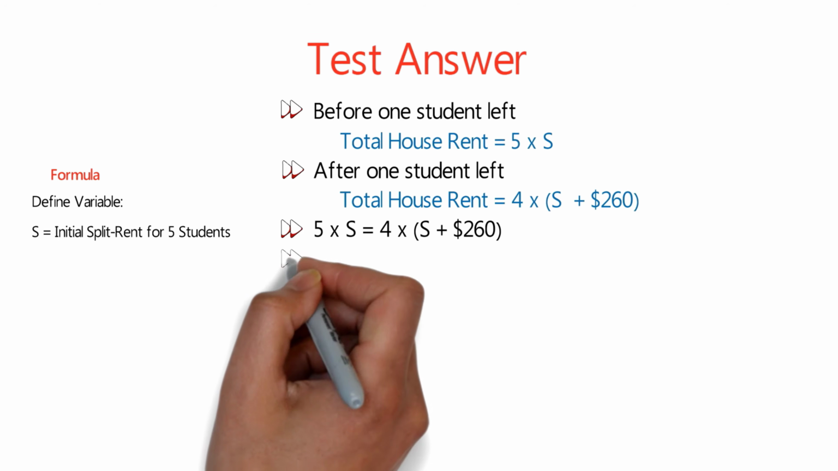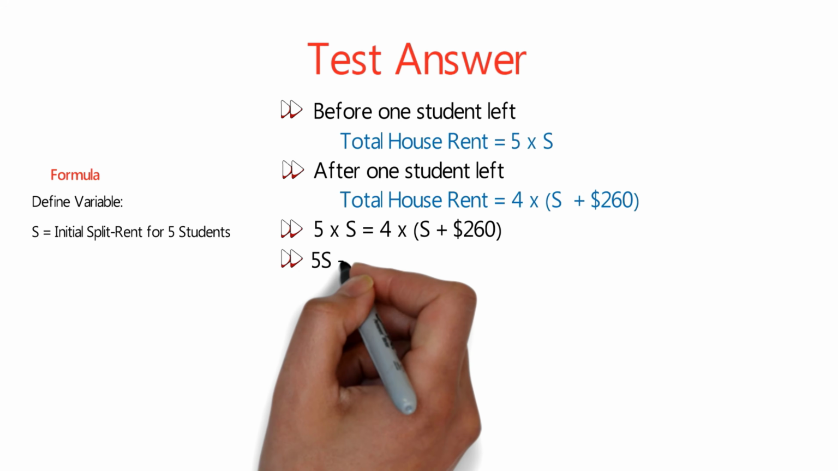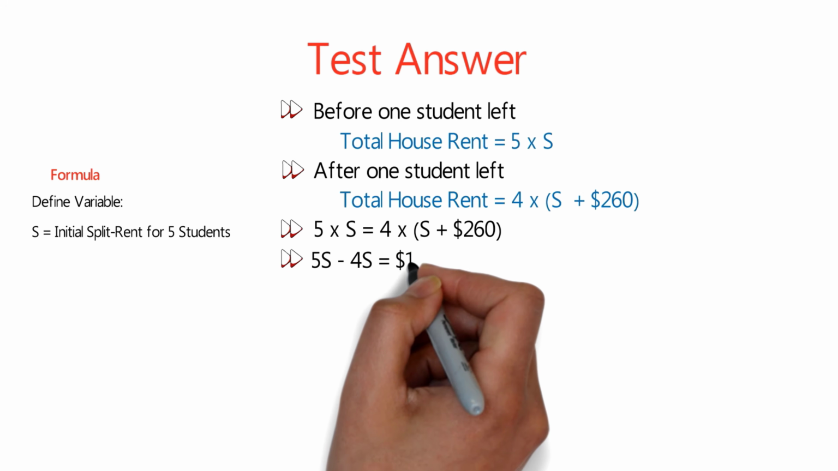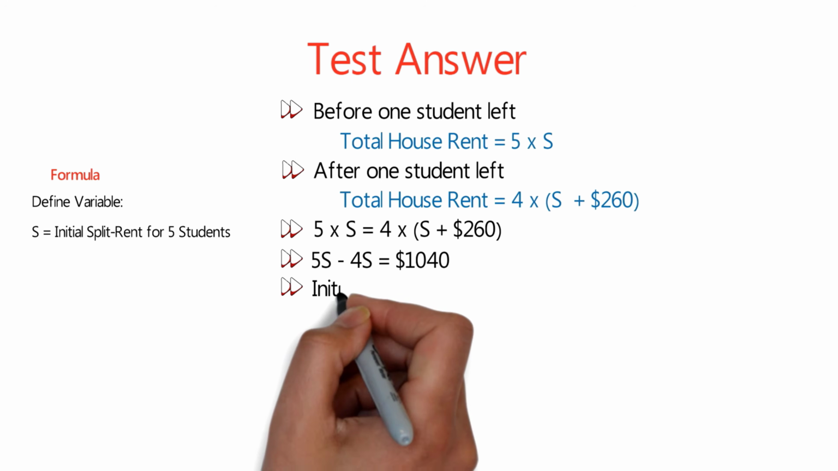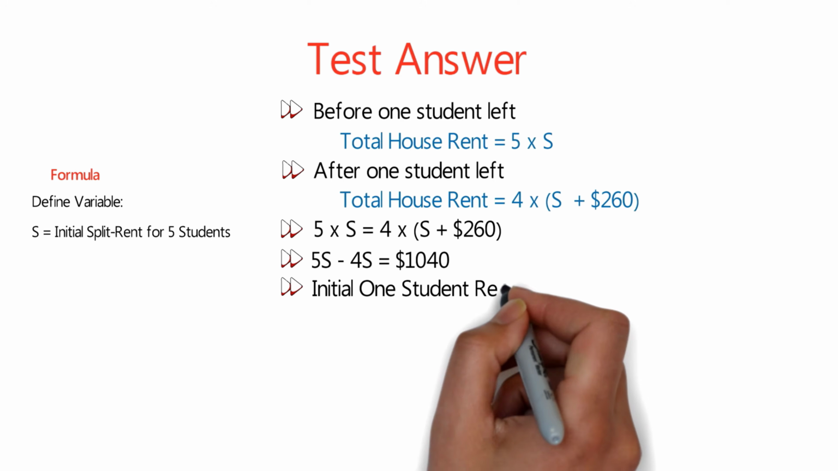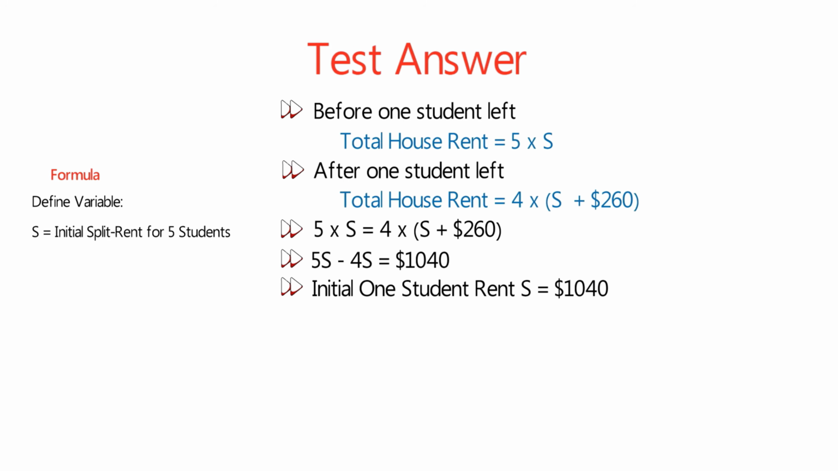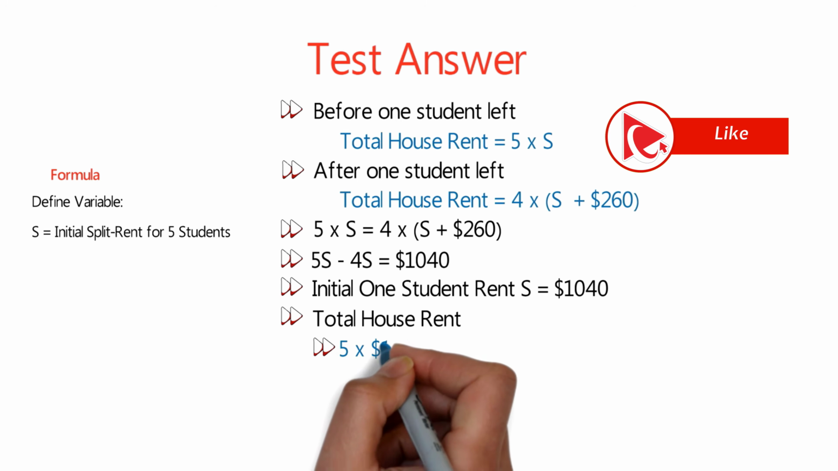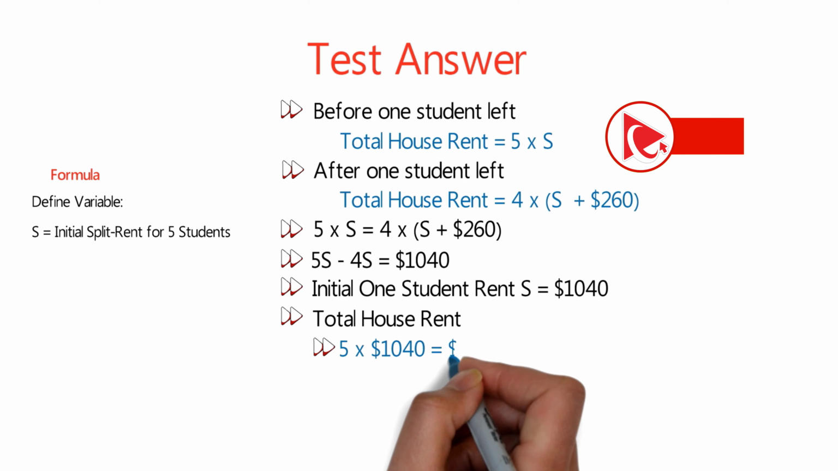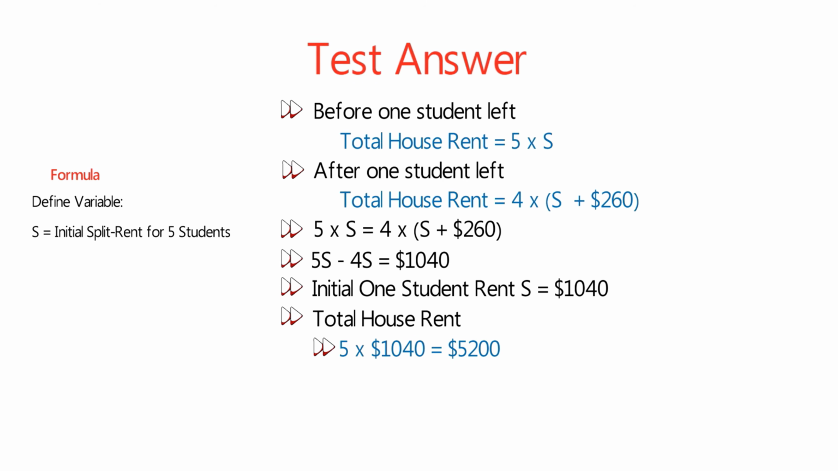Once we simplify it, we'll get to the equation 5S minus 4S equals $1,040, which means that S equals $1,040, which represents initial 1 student rent. To calculate total house rent, we need to multiply 5 by $1,040 and the result will be $5,200. So the answer is choice A, $5,200.